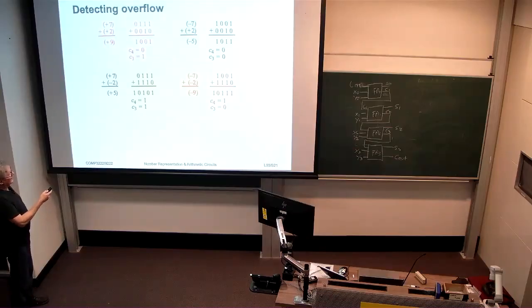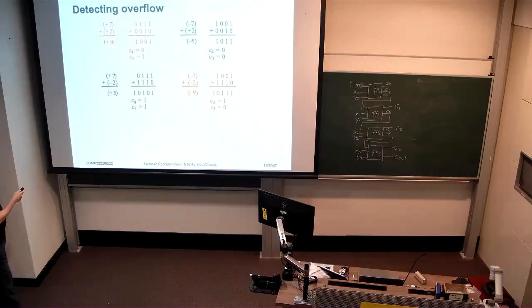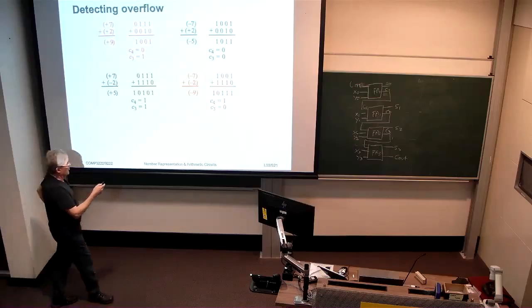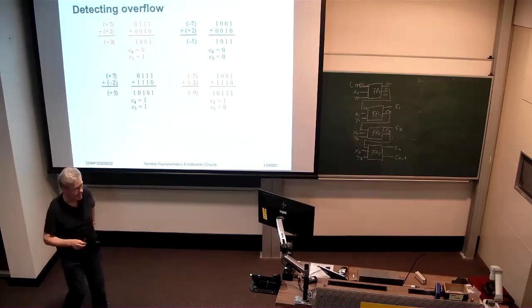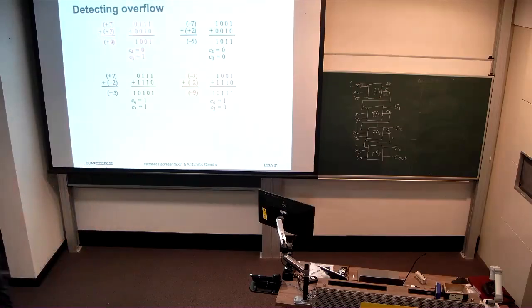When we add 2 to negative 7, the result's negative 5. There should be no overflow. This should be fine. Adding negative 2 to positive 7, we should get positive 5 as the result. That shouldn't give rise to an overflow. But when we subtract 2 or add negative 2 to negative 7, the result becomes minus 9, and we can't represent that. So that should give rise to an overflow.